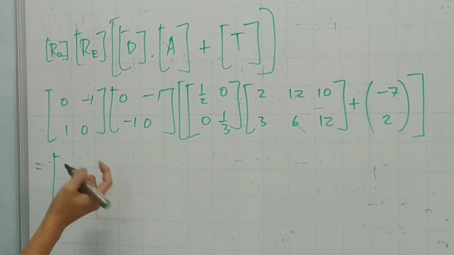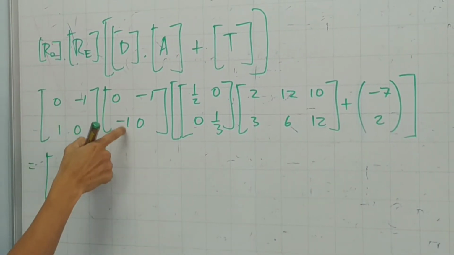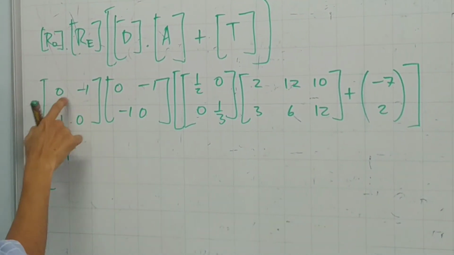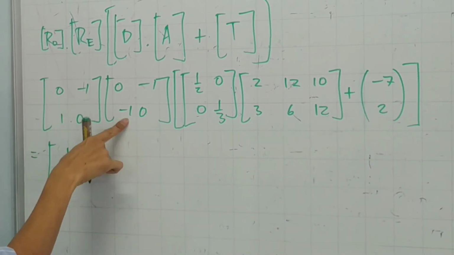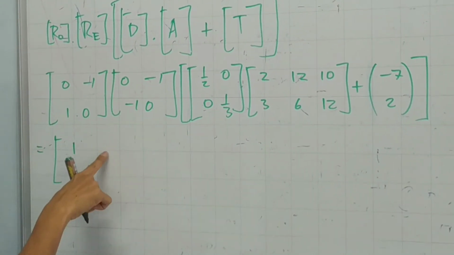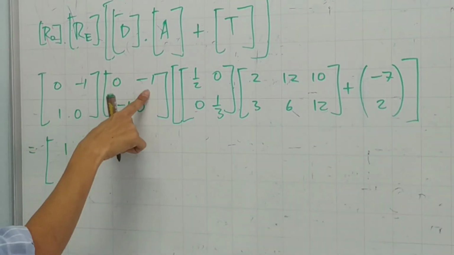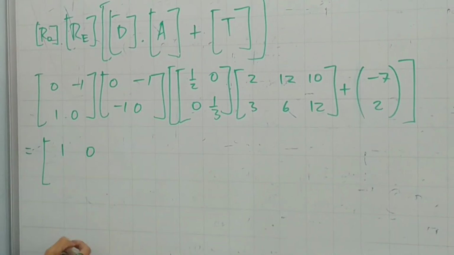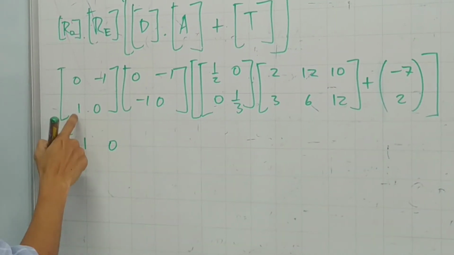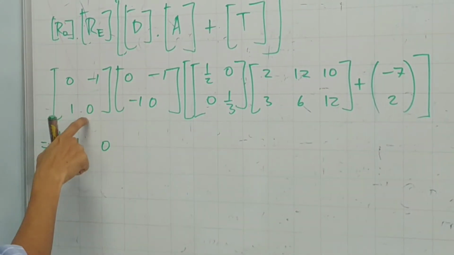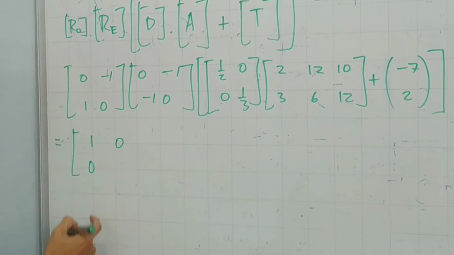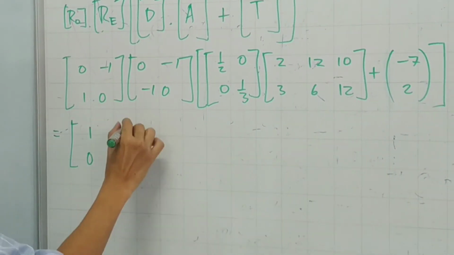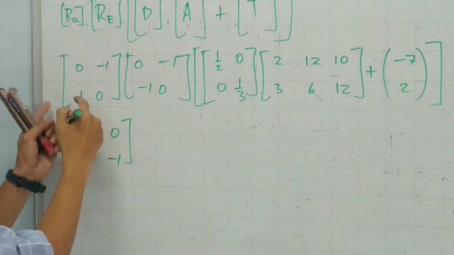Remember the multiplication of matrices: 0, negative 1, 0, negative 1. Then you'll get that this will be 1. Yeah, 0 times 0 added with negative 1 times negative 1. And then for this one, 0 times negative 1, negative 1 times 0, that will be 0. Next element, 1 times 0, 0 times negative 1, 0. And then 1 times negative 1, that will be negative 1 added with 0. So this is what you have from these two multiplications.